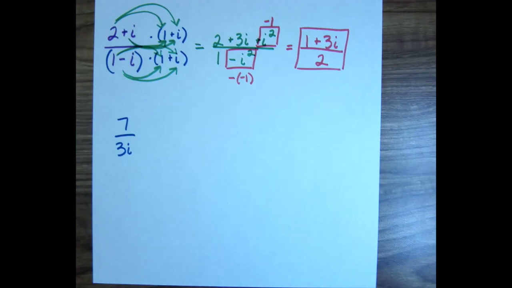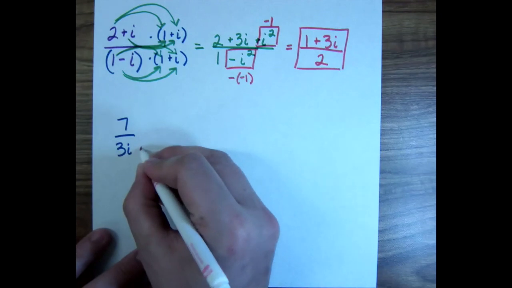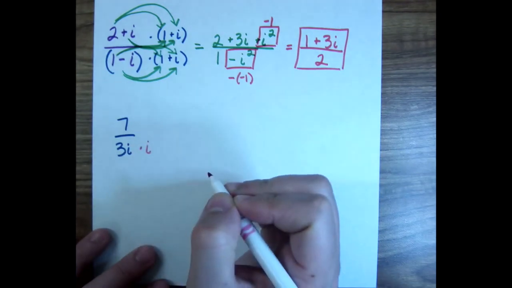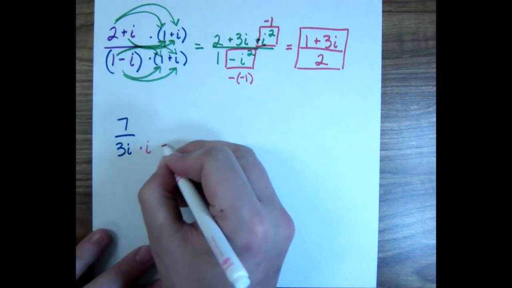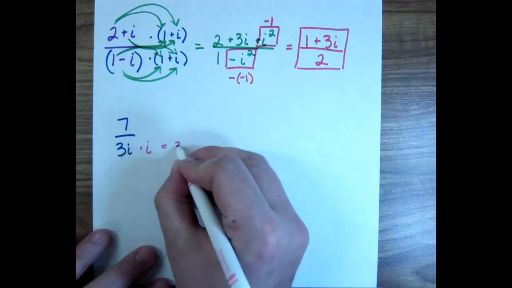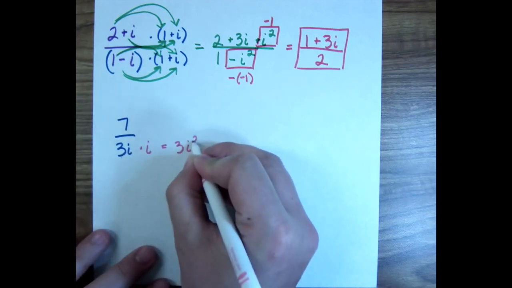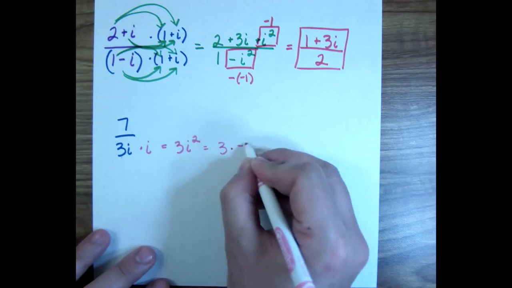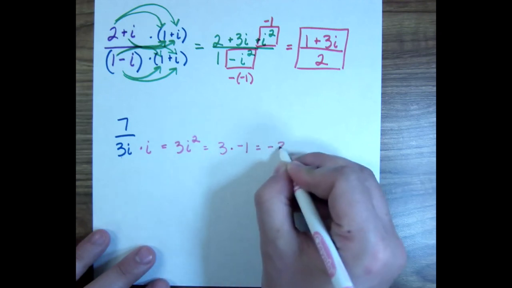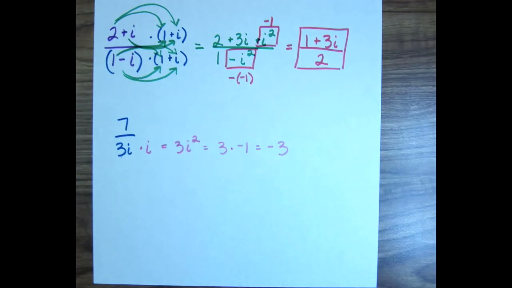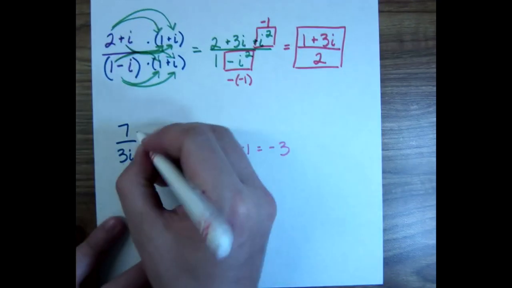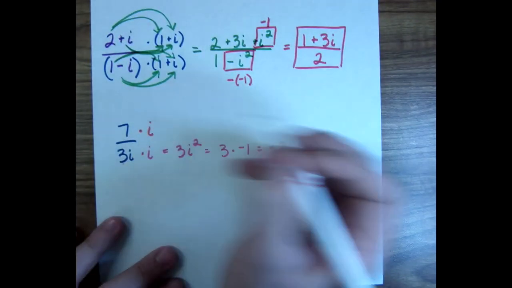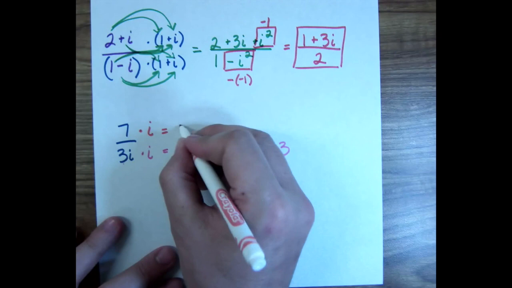How about, I heard somebody say it, how about just i? And the reason that works is because 3i times i is 3i squared, which is 3 times negative 1, which is negative 3. Look, the i's gone. But if I multiply the bottom by i, I've got to multiply the top by i. That's really easy, though. It's just 7i.